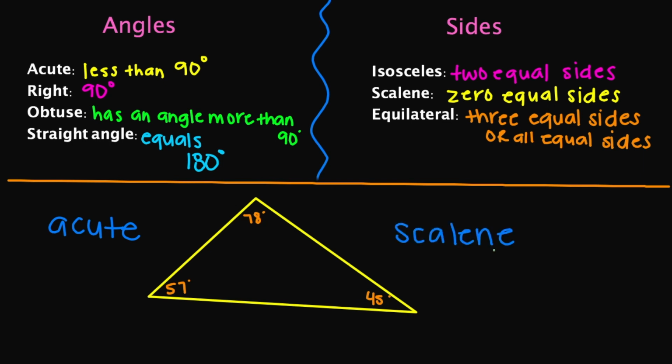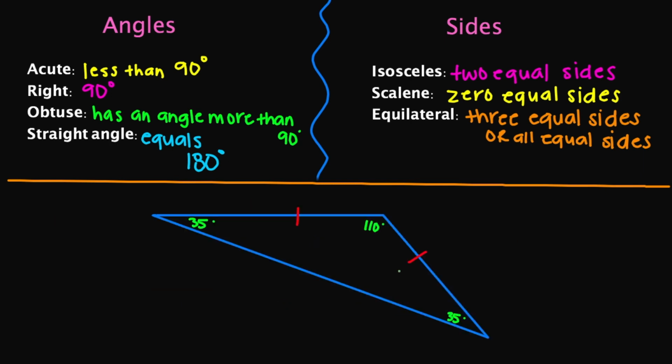And when you combine both, you're going to get an acute scalene triangle. Let's look at this example here.